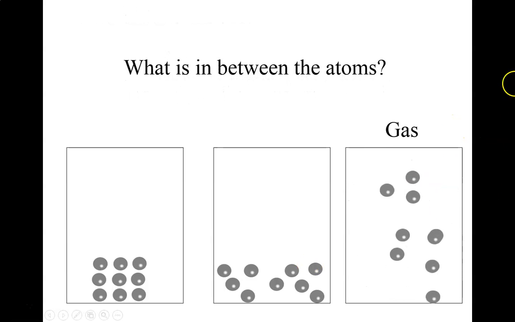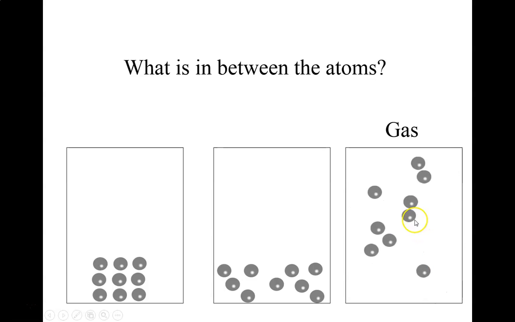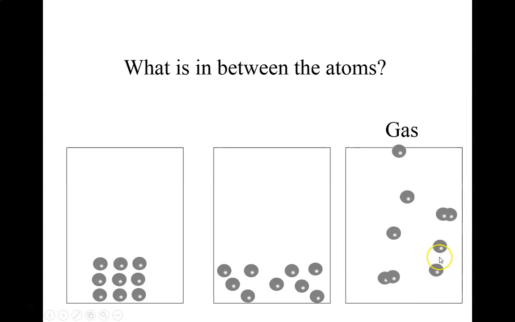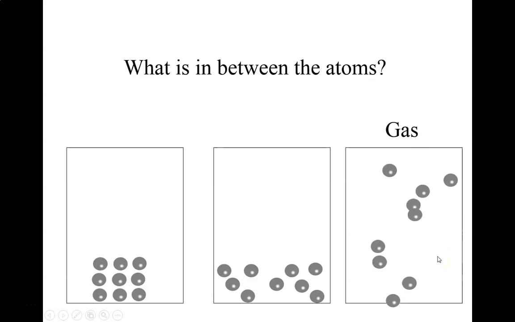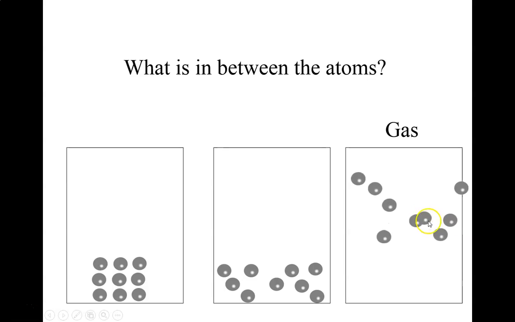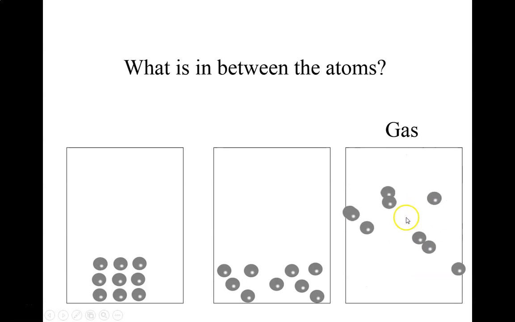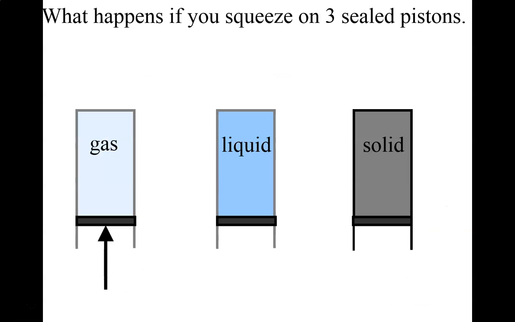Now, if I had a container of gas, like this, what's in between the atoms? The answer is nothing. If this was air, the air is the atoms, and what's in between the atoms is nothing. Air has a lot of nothing in it, which is why you can squish it. And that leads us to the next thing to talk about.